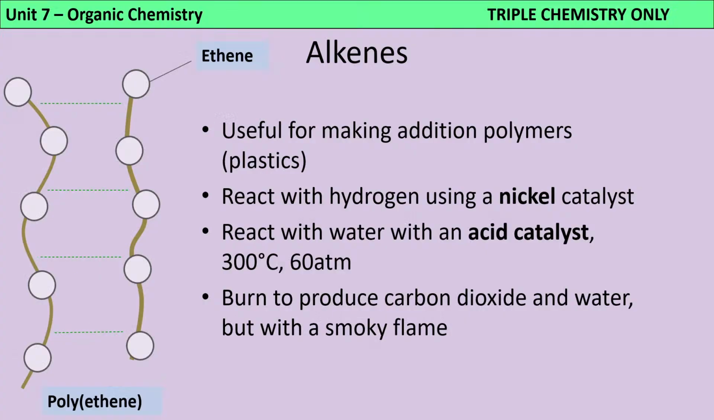Okay, triple only content, you can tell because it's gone green at the top and it says triple chemistry only. So one of the things that alkenes are really useful for is making polymers. So you know all about polymers, we'll talk more about them in a second. However, there are some other reactions you need to know about as well. So we can react them with hydrogen in order to turn them back into alkanes. And you should know that for that, you're going to use a nickel catalyst.